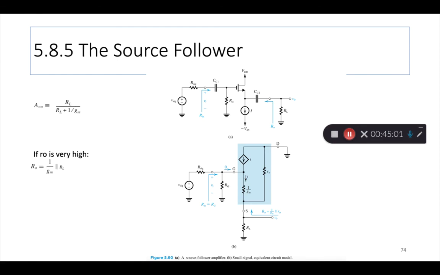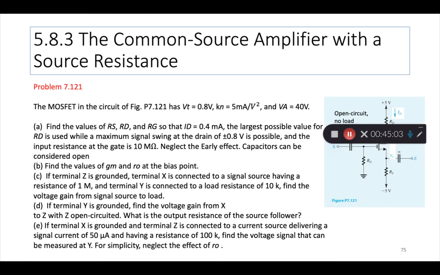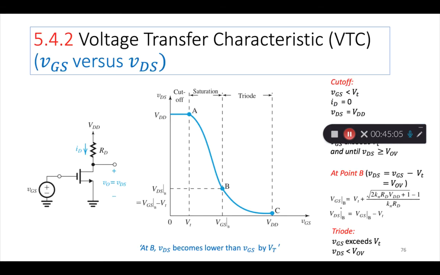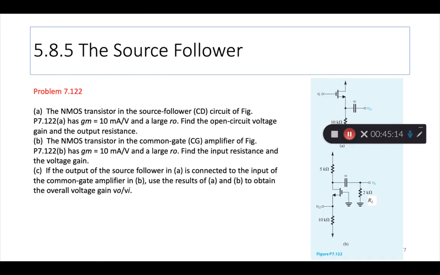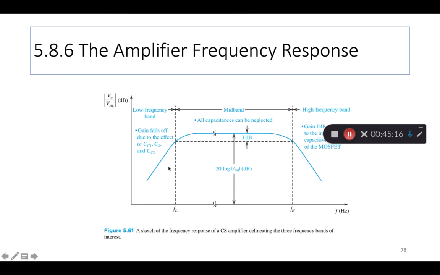Source follower, some problems. I tried to bring this back to remind you what saturation and triode mean. This is useful to solve problems. And then we have a section that we'll ignore for the moment because we'll study more of this in chapter 9. So with this, I finished the theory portion, and in my next recording, we'll do problems on MOSFET amplifiers.